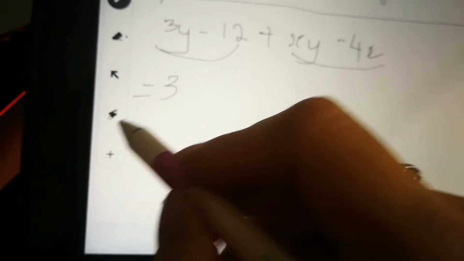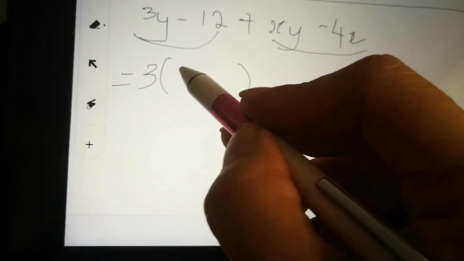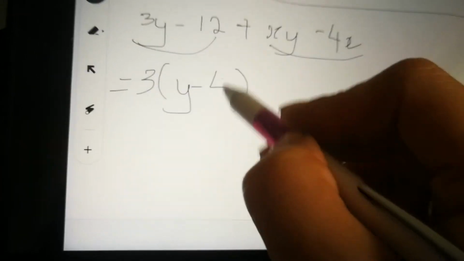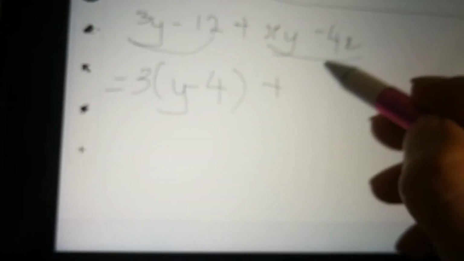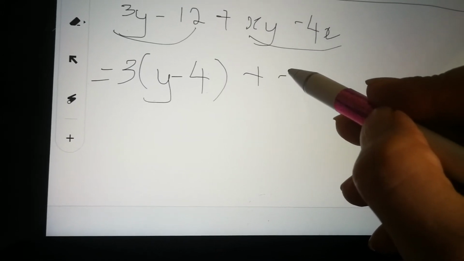So what is common for this? 3, right? Yeah. Take out 3, left with what? Left with y minus 4. Very good. Then this one, plus 4 plus y. What is common? No, sorry. 3 times 4 plus y.